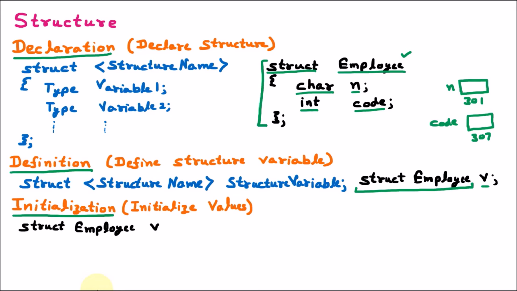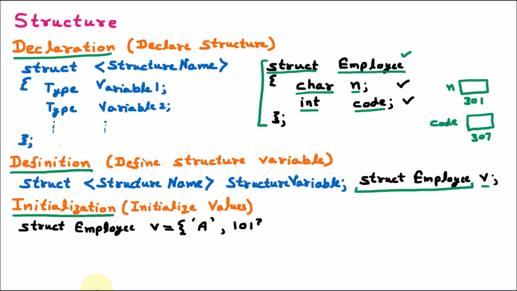Now afterward, if I say equal to, a curly bracket starts. The first value I am providing, we know that the first value is of character type. So here I am providing a single character, let's say 'A'. We know that A is a character, that's why it will be in single quotes. Afterward, the second is the code. We know that code is of integer data type. Let's say I am providing the code which is 101.